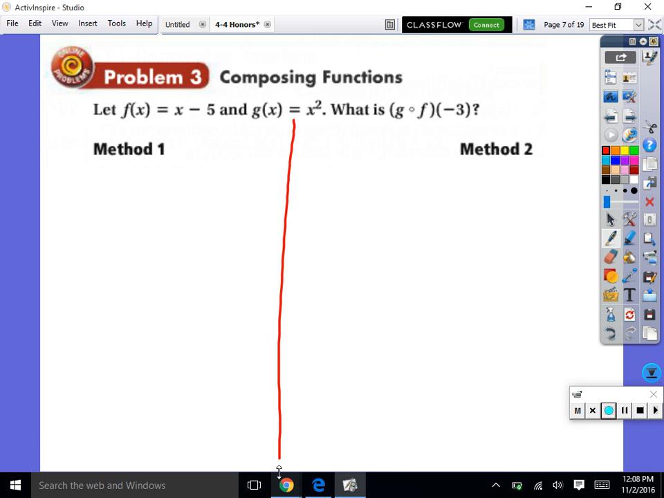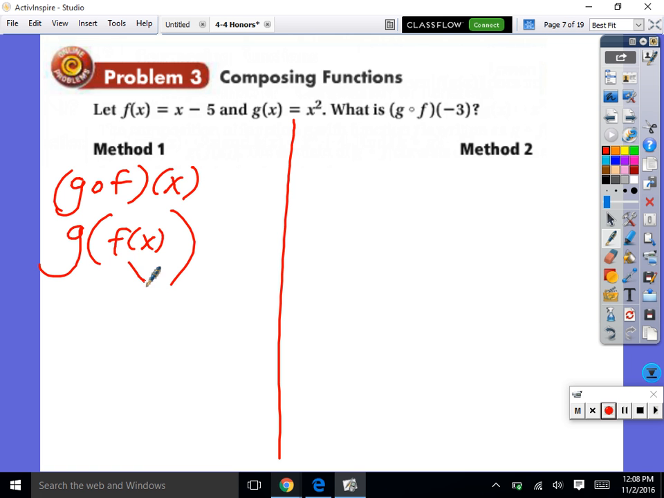So instead of x, we're doing negative 3. There are two different ways you could do this. What I'm going to do first is this way. We know that g of f of x is really g of f of x. Now you say, which one am I substituting in? We're always plugging in what's inside our parentheses here. So locate f of x. We're plugging it into function g wherever there's an x. So we're going to have x minus 5 squared, correct?